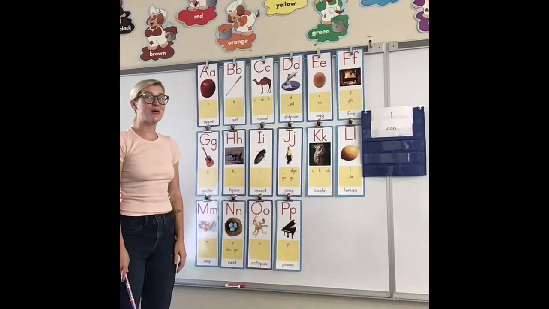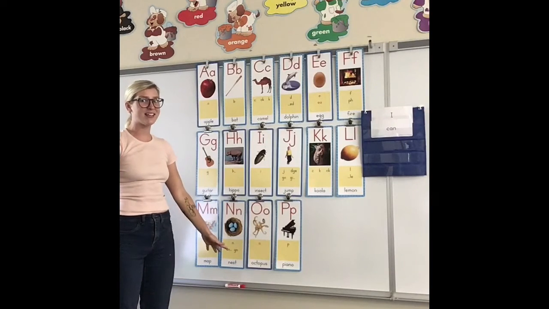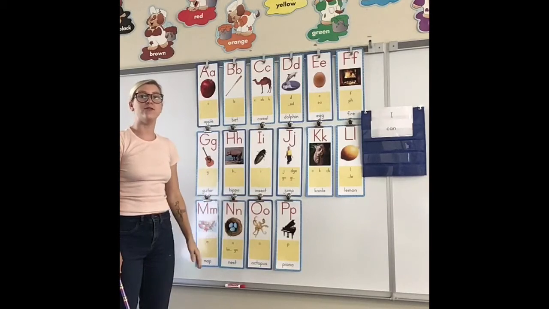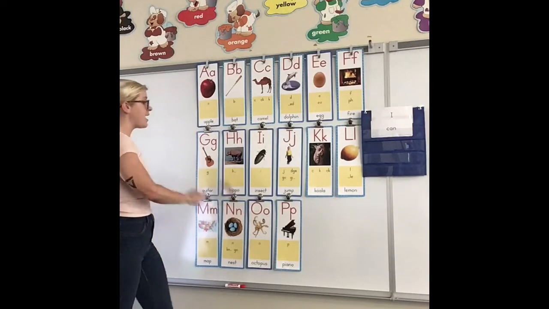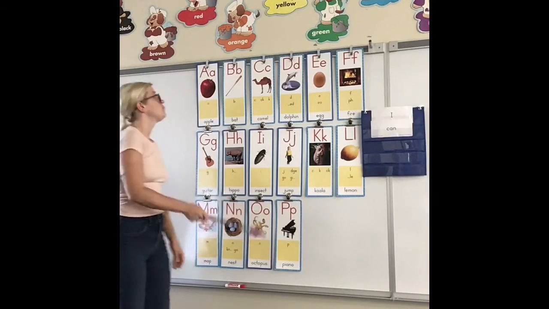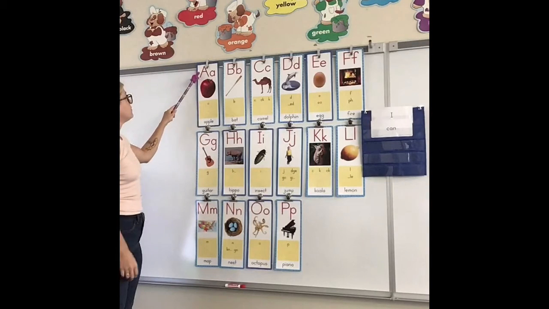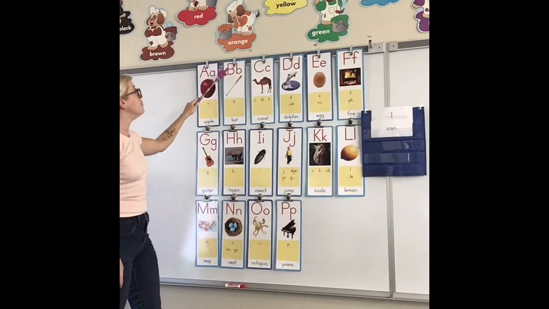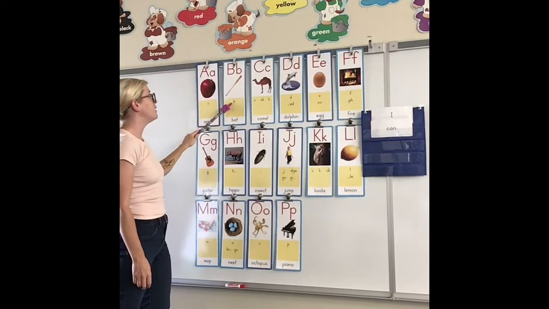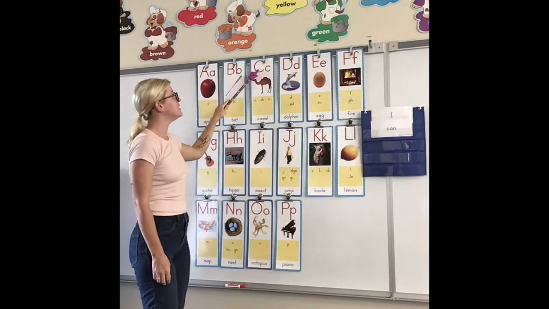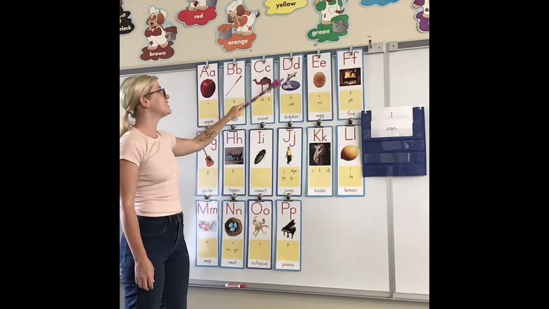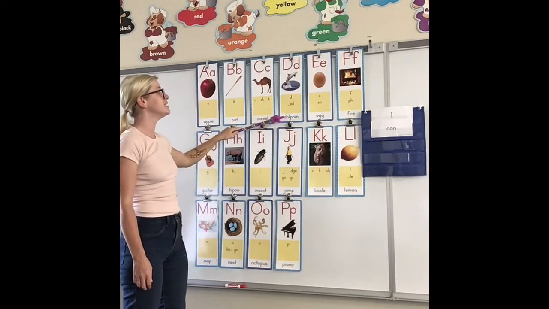I think you guys know that it's time for Fast Phonics. So we're going to start with our letter names and sounds that we've already learned, from A all the way to P. Let's start with A. A says apple, ah. B says bat, b. C says camel, k. D says dolphin, d.